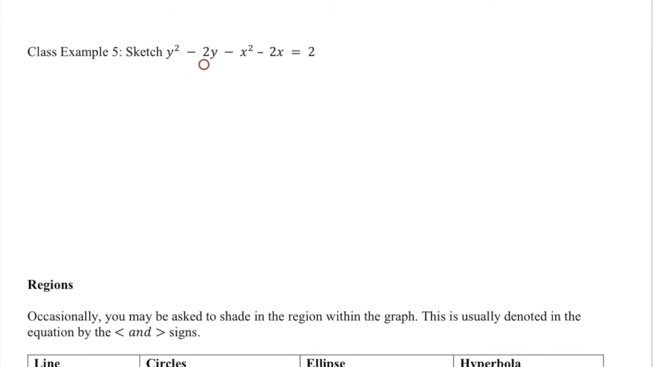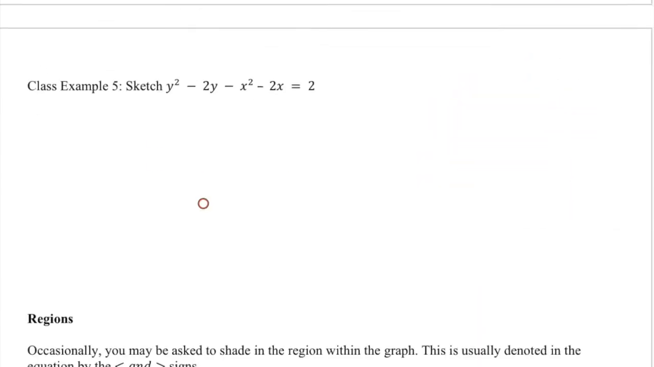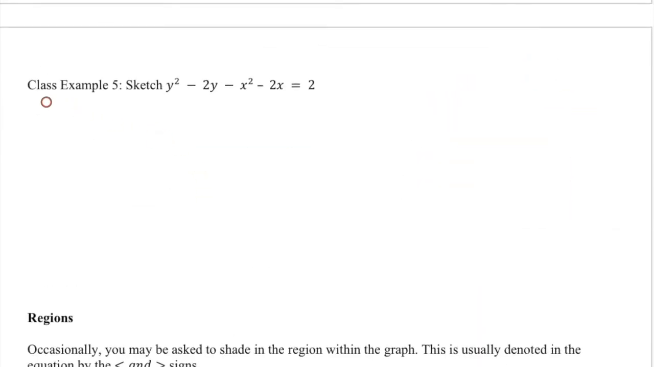Sketch y squared minus 2y minus x squared minus 2x equals 2. Right, first thing you see is this does not have brackets, so it's not of this form at all. So what do we do? Starts with C, ends with the square, so that is complete the square. Yeah, it's always complete the square, these kinds of equations.